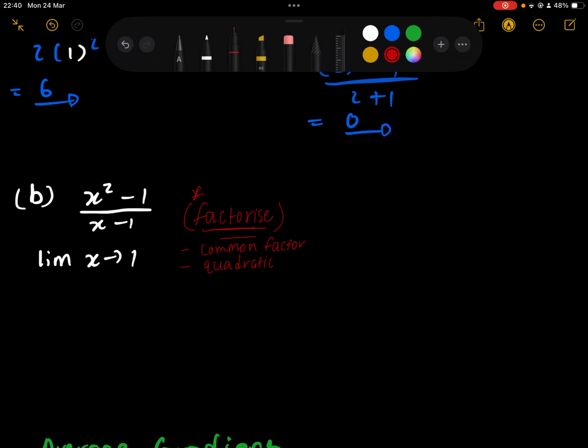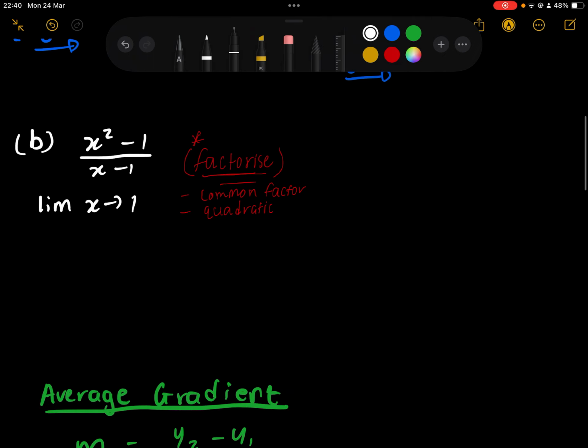So let's continue with that. Here, how are you going to factorize it? Because this is x squared minus 1, this is a difference of two squares.